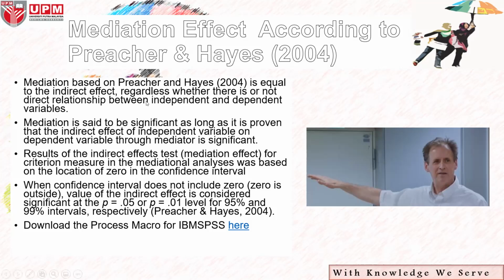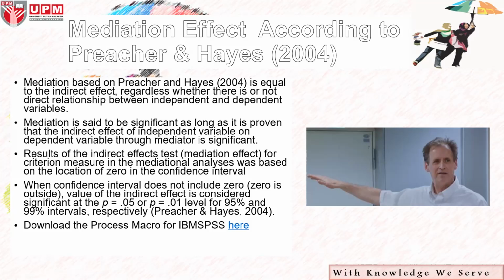Okay, so mediation is said to be significant as long as it is proven that the indirect effect of independent variable on DV through mediator is significant. Itu sahaja. Maksudnya dia interested dengan path A dengan B sahaja. A, B. Tadi kita ada A, B, C prime and C. Tapi ni dia kata A dengan B je.